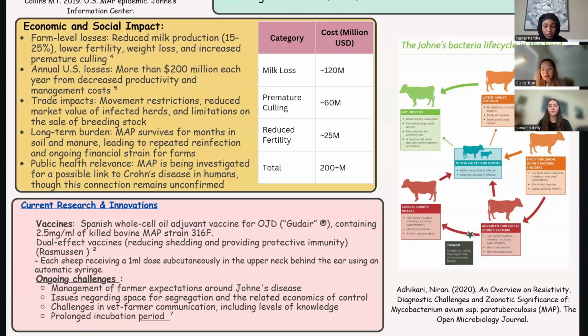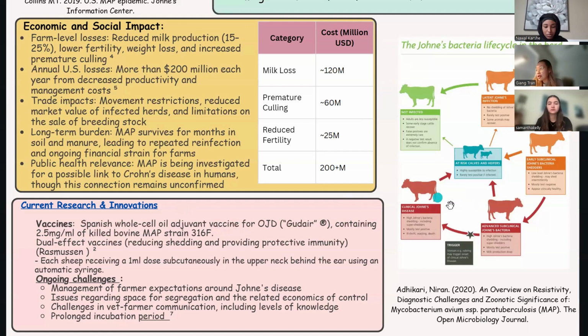And thirdly, vet-farmer communication is also a barrier. Different levels of knowledge, unclear explanations, or limited time during farm visits can make coordinated control programs difficult. And finally, the prolonged incubation period, as I just said, complicates everything. Animals may spread MAP for years before showing symptoms, which delays detection and makes eradication a long-term commitment.